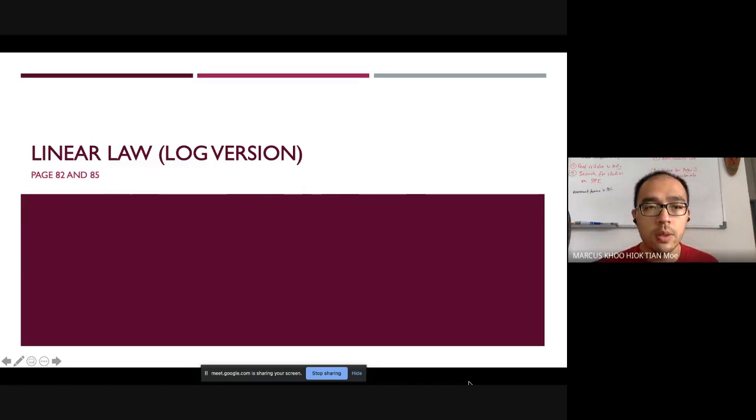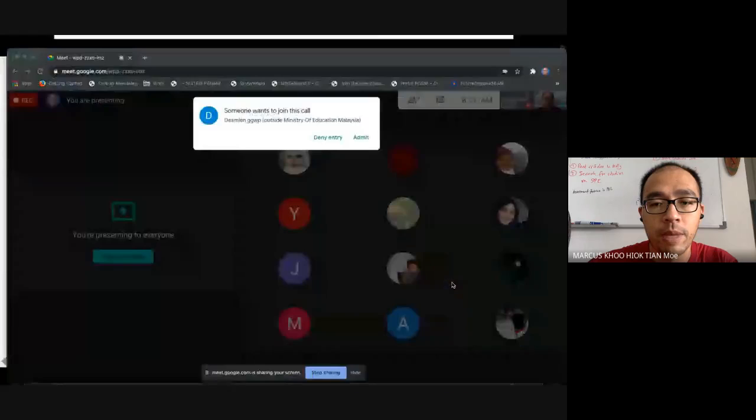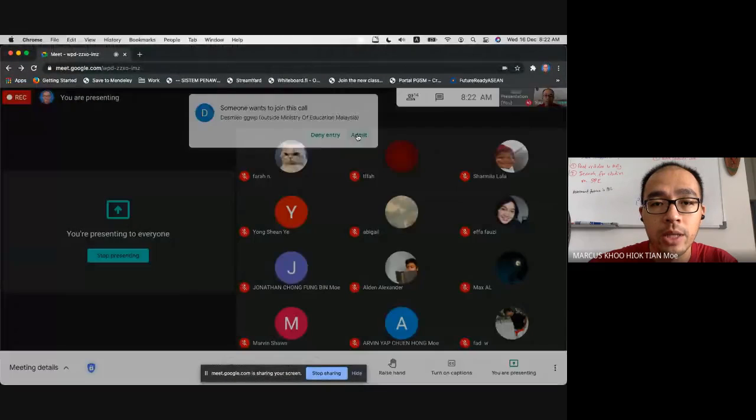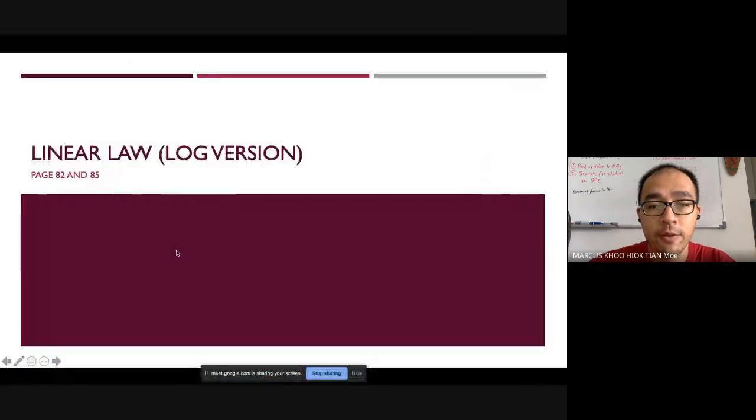Okay, so we're going to be looking at only two questions, from page 82 and from page 85. Okay, there are only two questions. Yang soalan panjang lah, yang soalan pendek yang melibatkan log, we can also do that later, when we come to the bridge lah. But the main point is how to use log, okay, in linear log.